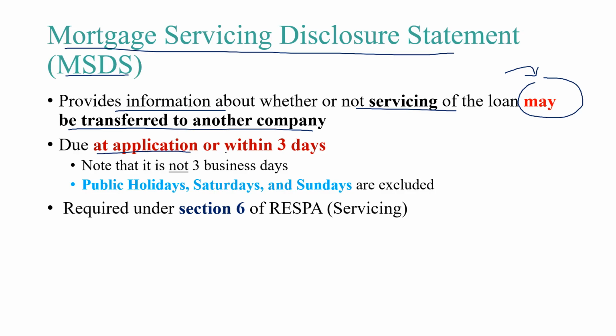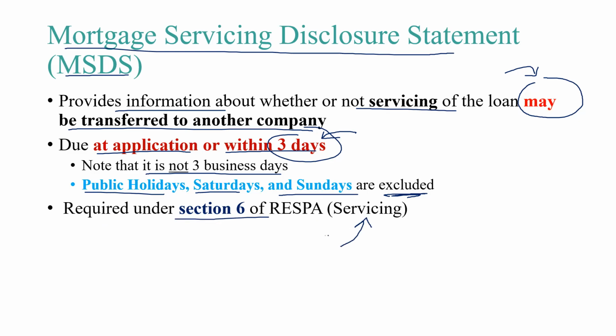It's due at application or within 3 days. And here you want to note that it is not 3 business days. These are 3 Monday to Friday days. So public holidays, Saturdays, and Sundays are excluded from the 3-day count. The MSDS is required under Section 6 of RESPA, which is the servicing section.